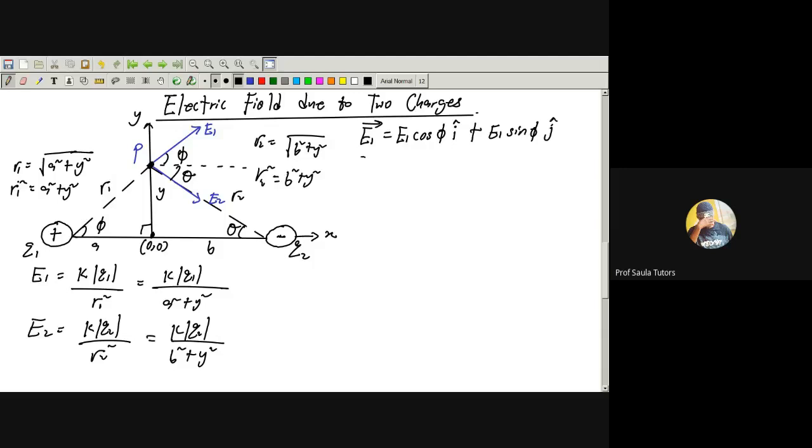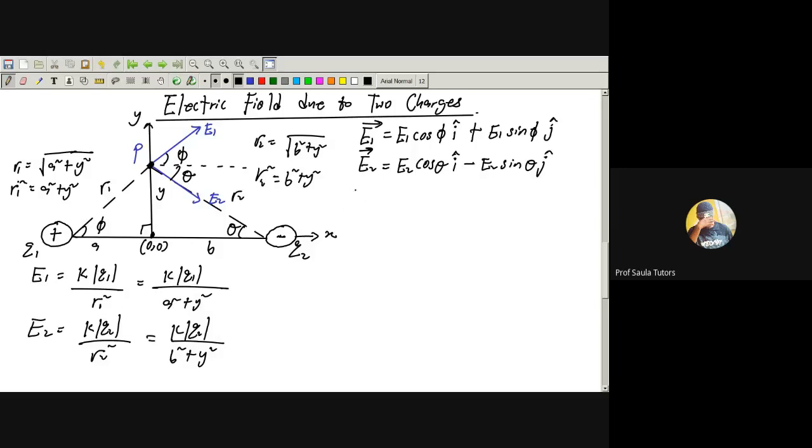Next one, I want to find E2. What do I have? If I resolve E2 to the vertical and to the horizontal, it will be facing here. That's positive. So I have E2 cos theta I. Then if I resolve it to the vertical, it will be facing this down direction, and that down direction is negative y direction. So I'll be having minus E2 sine theta G.